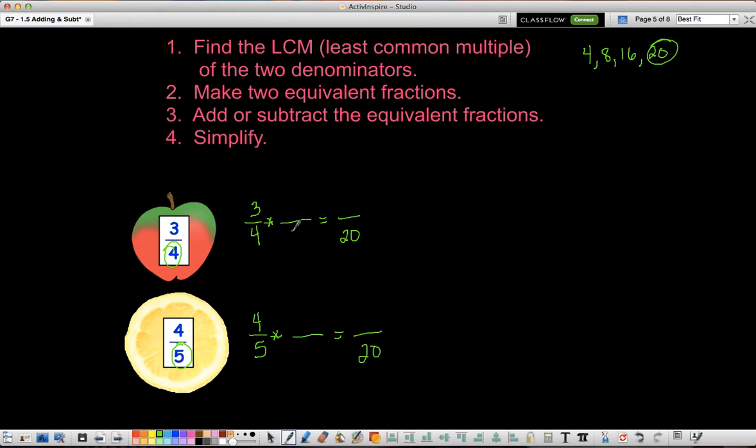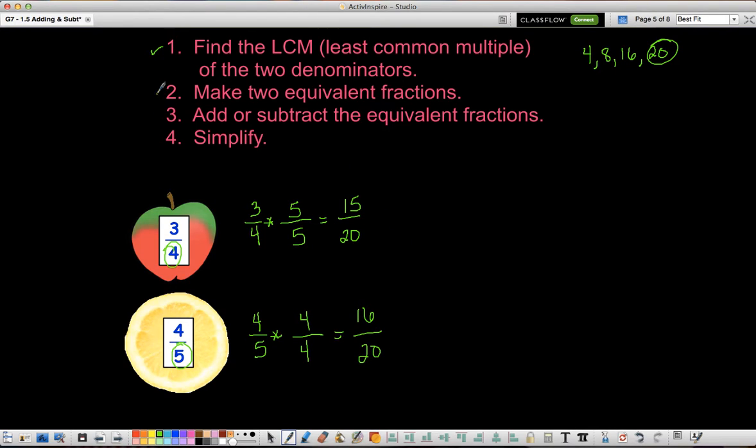So to go from 4 to 20, I multiply by 5. And I know that the rule is what I do to the bottom, I have to do to the top. So on top, I get 15. And then I know to go from 5 to 20, I multiply by 4. So I do that on top, and I get 16.